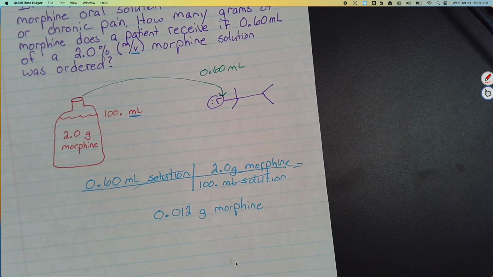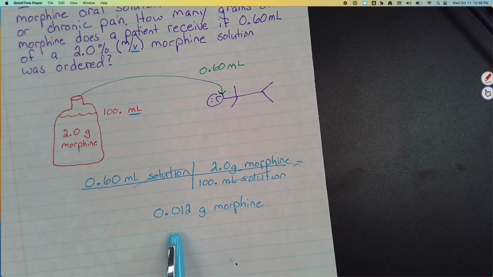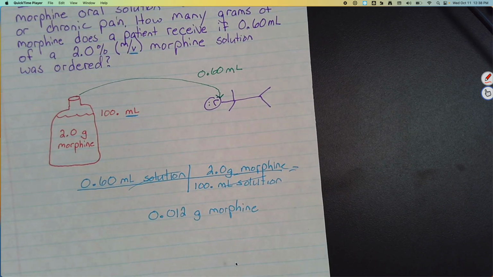And then I do a quick check: does this make sense? I didn't give the patient the whole entire bottle. If the patient took the whole entire bottle, they would receive 2 grams. The patient didn't take much of the bottle at all, so they didn't get much of the morphine at all. Okay, success. One more.